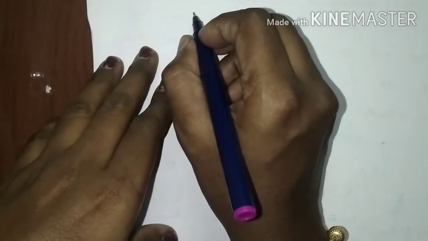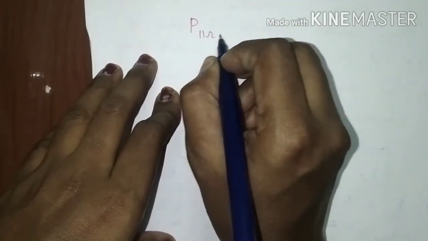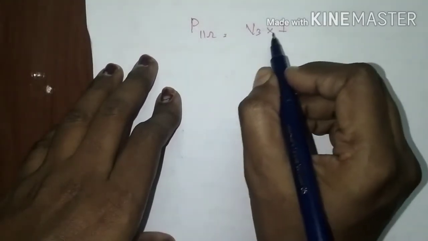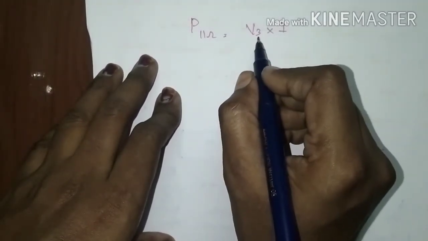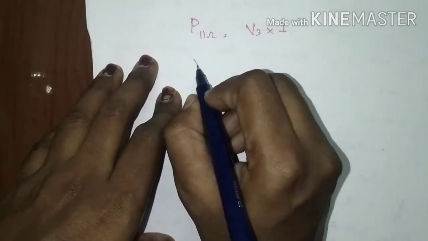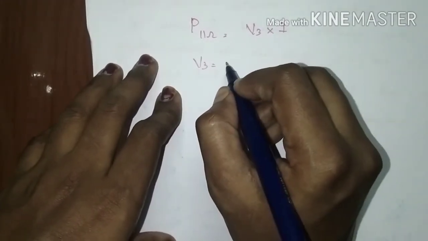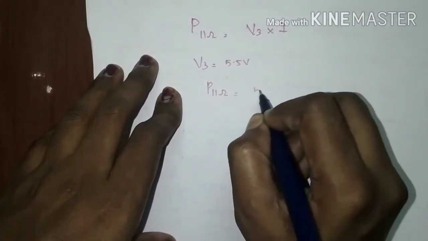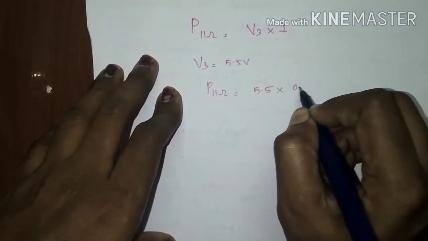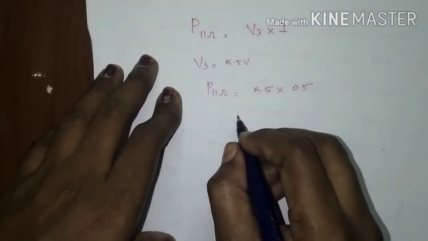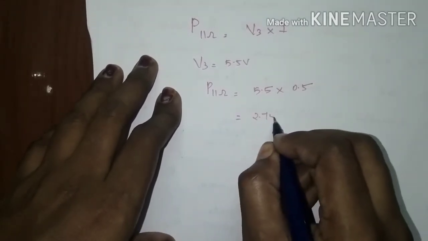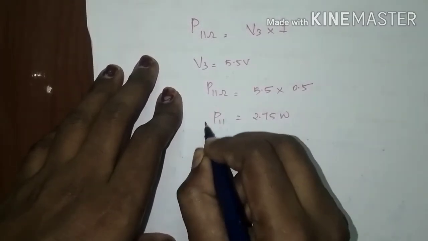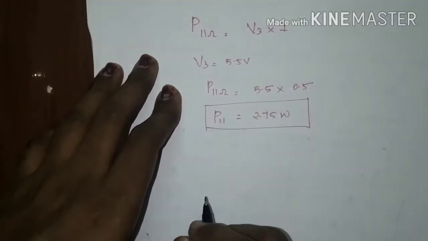Now we can find the power dissipated across the 11 ohm resistor. This is V3 into I, the current flowing through the circuit, and the potential difference across the 11 ohm resistor is V3. So V3, which we have found as 5.5 volt. So P across 11 ohms is equal to 5.5 into 0.5 amps, the current flowing through the circuit. We will get the value as 2.75 watts power across the 11 ohm resistor.